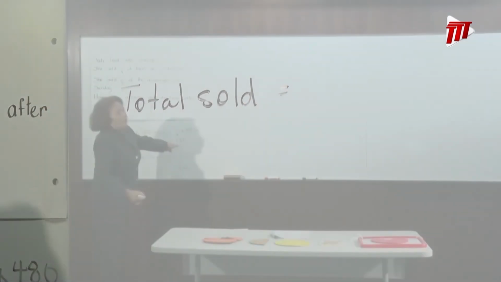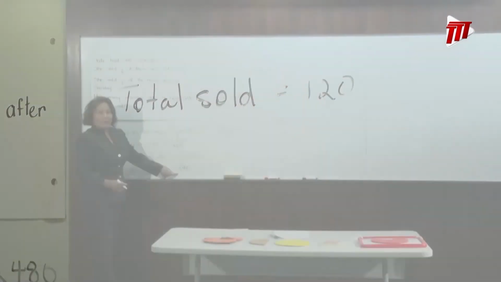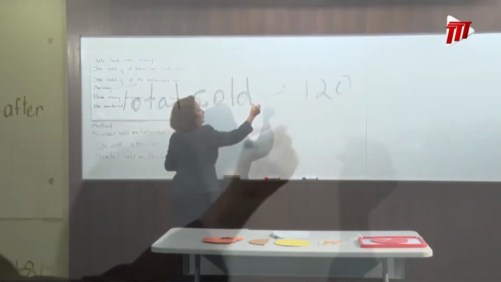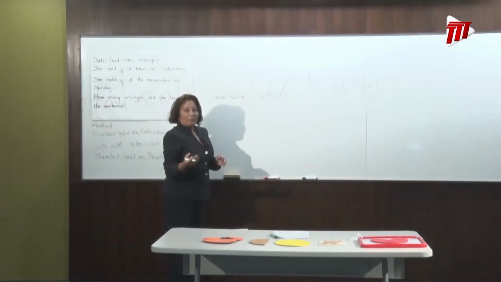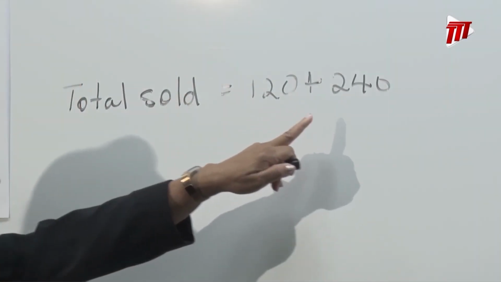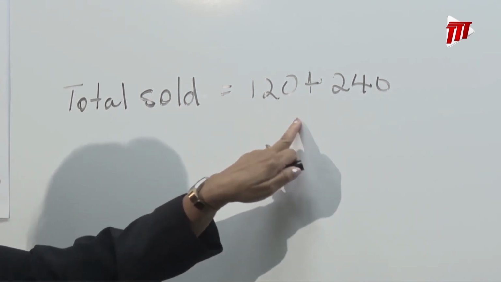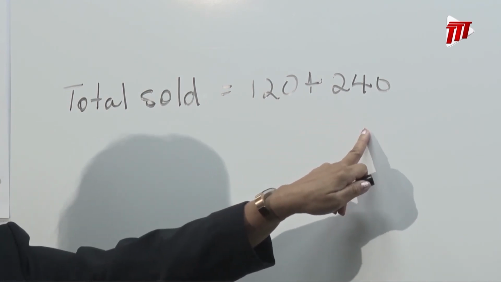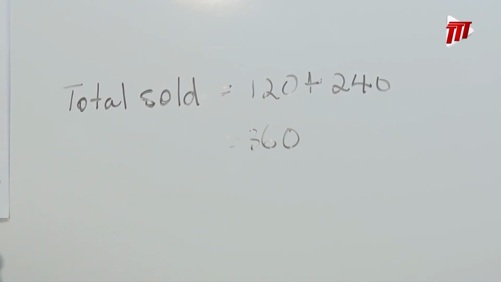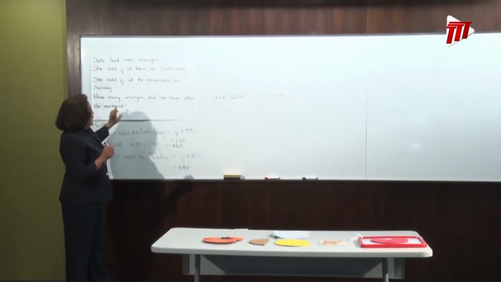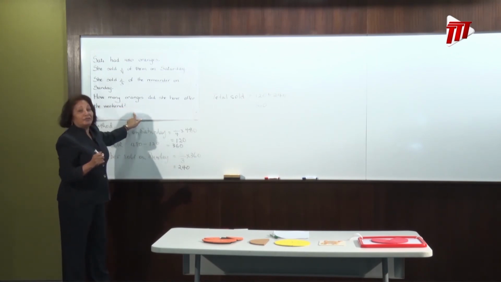Remember, 120 from Saturday. And from Sunday, we had 240. So using our mental math, we know 12 plus 24 would give us 36, but it's not 12 we're dealing with. We're dealing with 12 tens and 24 tens, so I will end up with 36 tens. We have to be careful. Is that what we were asked to do? How many oranges did she have after the weekend?